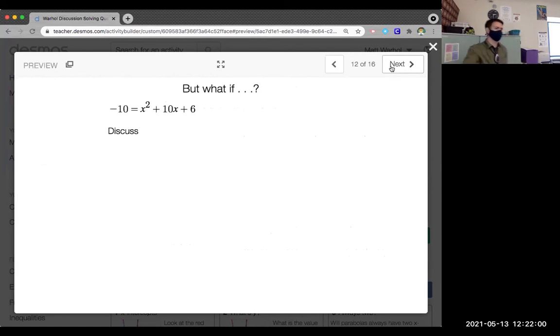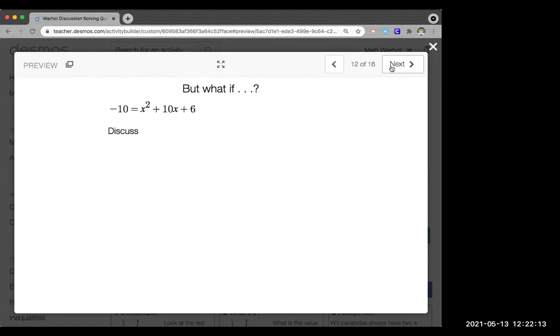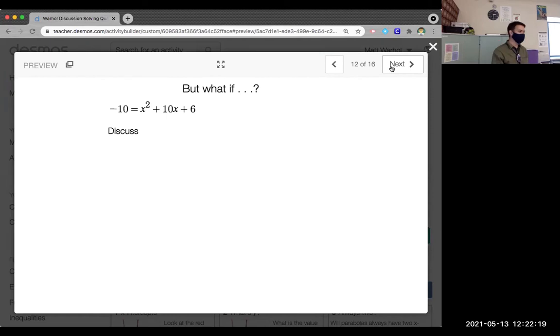But what if this? Think about this one for a second. There's 2 things different here. What are the 2 things that are different? You see both of them? Instead of y, there's a negative 10. And actually, I guess that's both things. There's no y, and instead there's a negative 10.